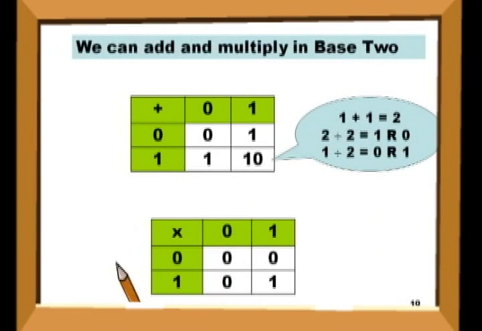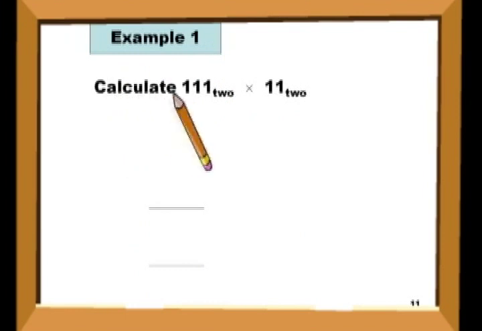Now let us multiply. 0 multiplied by 0 results in 0. Let's go again. 0 multiplied by 1 will give us 0. Now we have 1 multiplied by 0, and again we'll have 0. And now we have 1 multiplied by 1 will give us a 1. Example 1. Calculate 111 in the base 2 multiplied by 11 base 2.